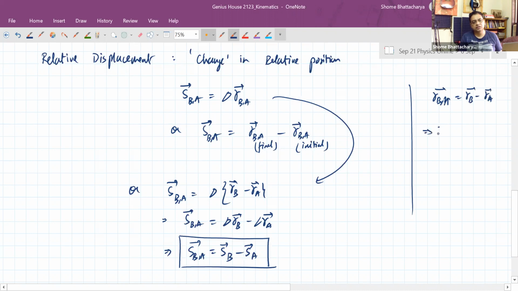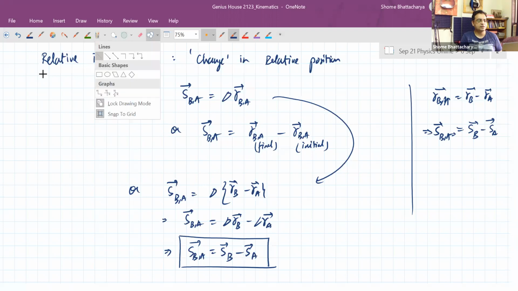So like that, displacement of B with respect to A. Just apply the change to the above equation. So delta of left hand side is equal to delta of right hand side. So this should just become delta of RB, which is SB, minus delta of RA, which is nothing but displacement of A. It's a very simple, logical way of understanding this.